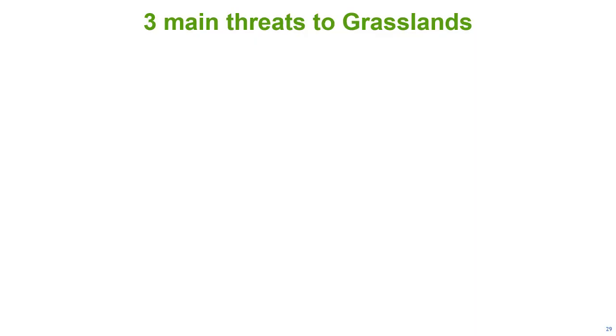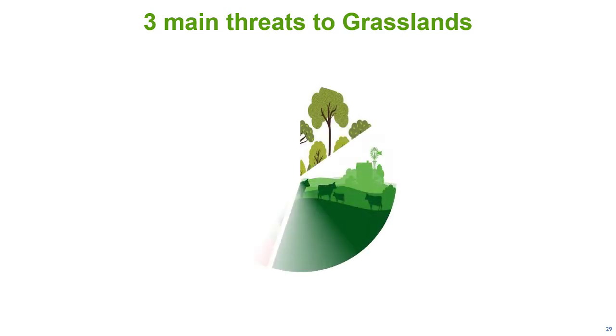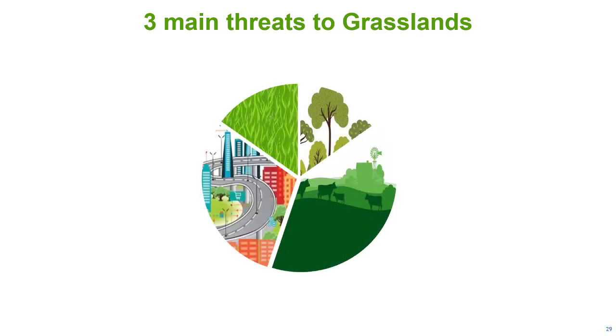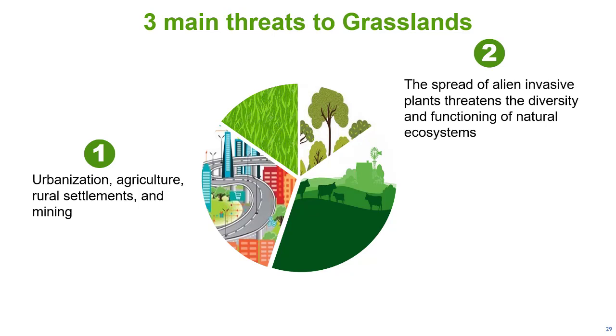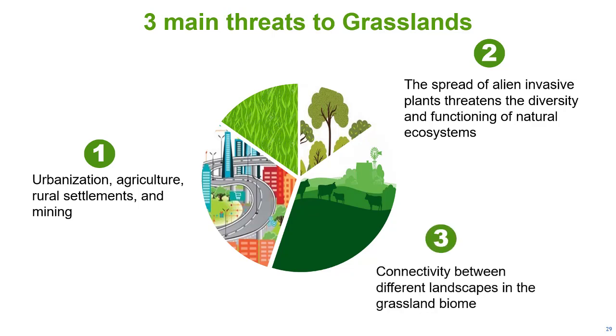The three main threats to grasslands are urbanization, agriculture, rural settlements, and mining; the spread of alien invasive plants; and connectivity between different landscapes in the grassland biome.